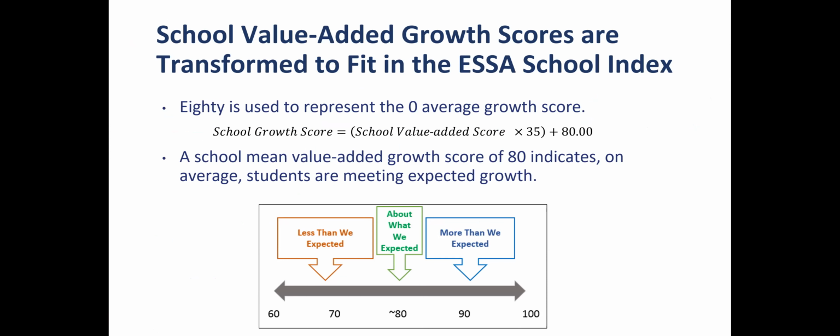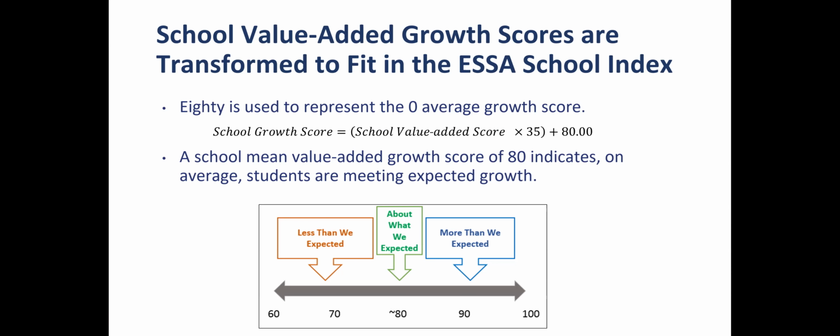Then our school value added scores, that final score that you saw on this prior screen, the school VAS, is transformed to fit into the ESSA School Index. 80 is used to represent 0, the average growth score. This comes from asking stakeholders the question, if a school were to meet growth, if on average kids in the school were meeting their expected achievement, what kind of grade would you give them for that? And what we heard back from stakeholders ranged from 75 to 85. So from a C to a B. And so we split that difference and started with an 80.